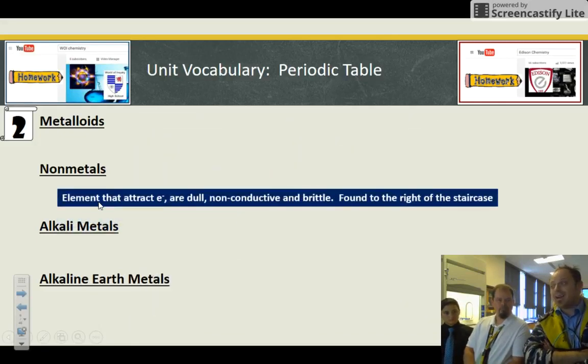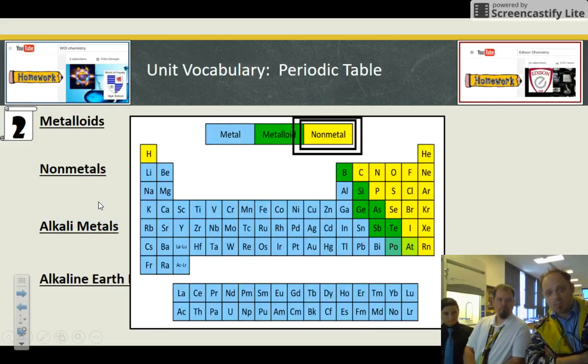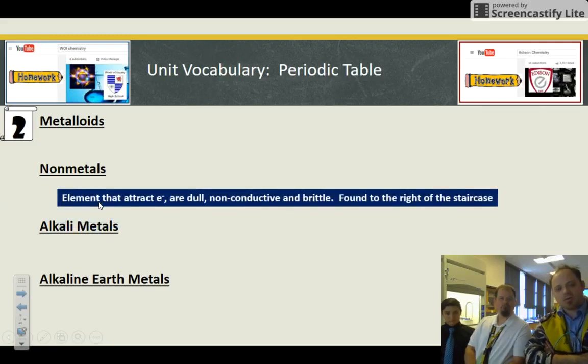Non-metals. These are on the right-hand side of the periodic table. There you go, the yellow ones in that picture. They attract electrons. They're dull, not conductive, brittle if they're solids. Oftentimes they're gases. And you find them on the right-hand side of the periodic table.